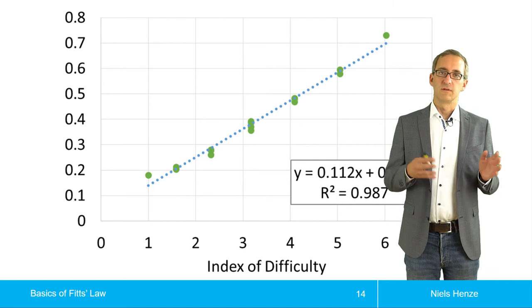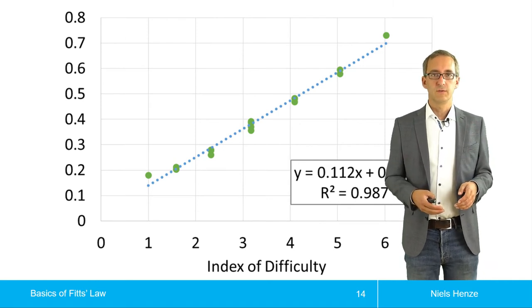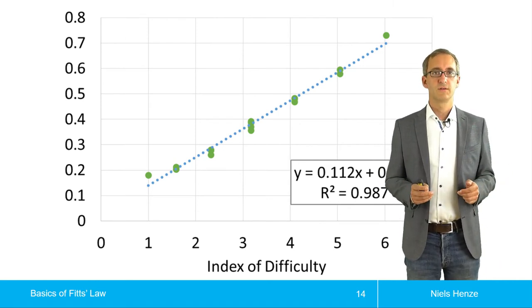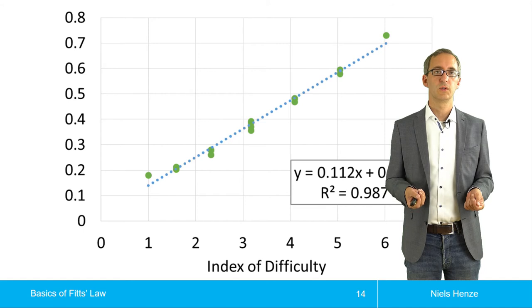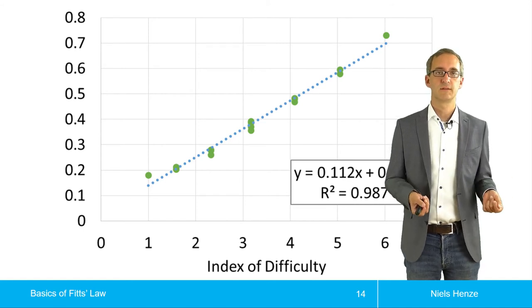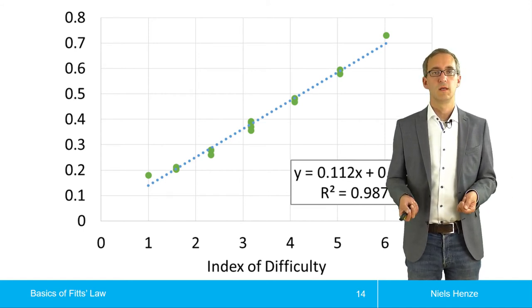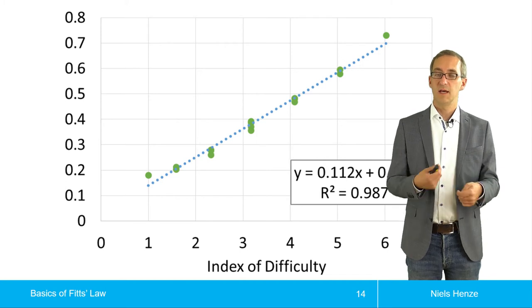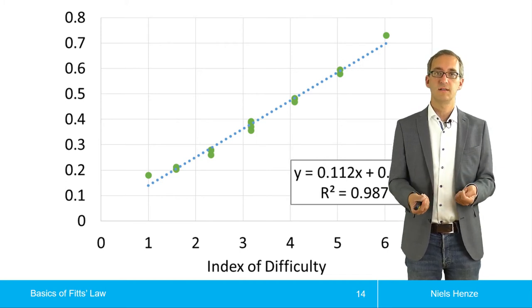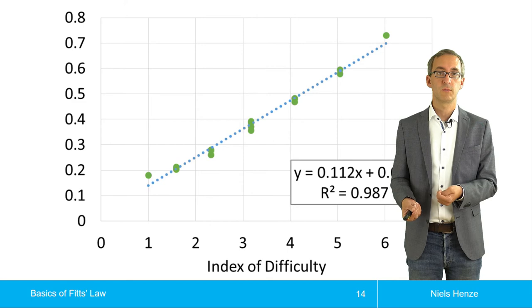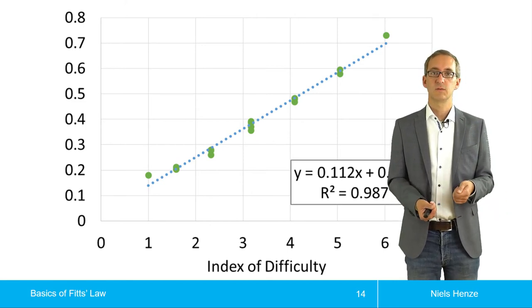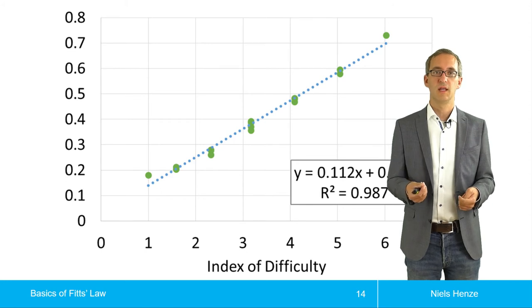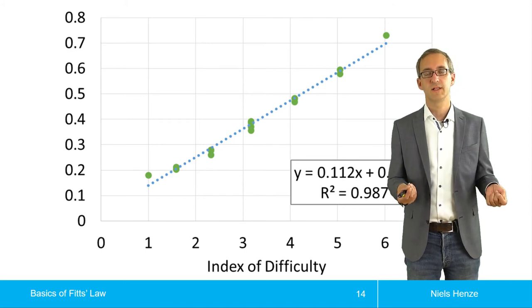We could just use tools for that if we want to, but we can also look at how to figure that out manually. Well, the equation would be y equals 0.112 multiplied by x plus 0.028. And this actually fits the data quite nicely. So we have this r squared. This describes how well the data fits this line. And r squared can go up to 1 and is very close to 1, so it very well fits the data.